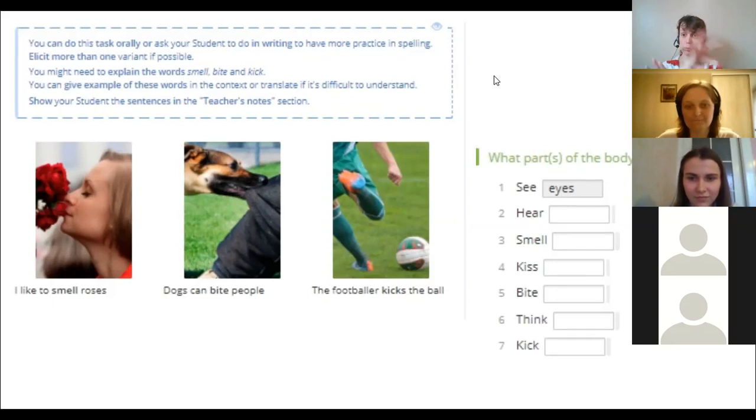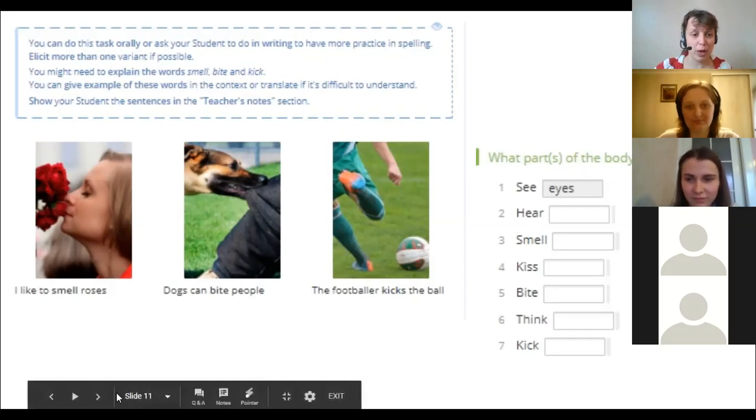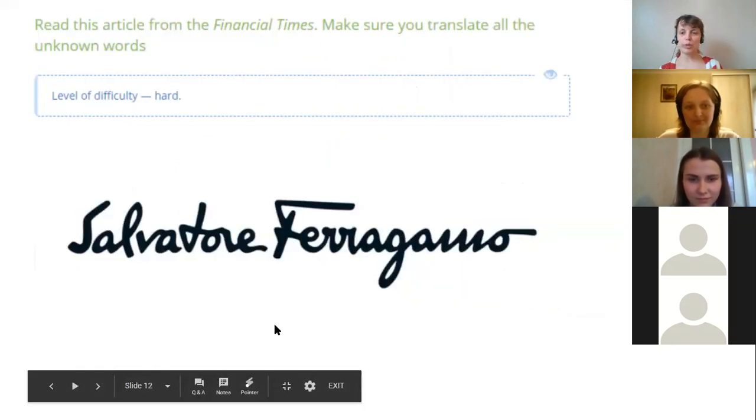Or we can do the same, but vice versa. We can show, and they say smell, and they say kiss. Just to practice the vocabulary, you don't have to create natural sentences for that. Okay, wonderful. What about this one?